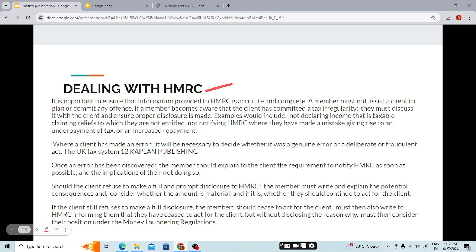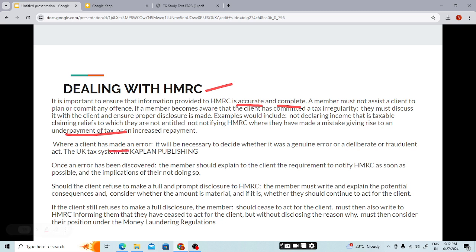So dealing with the HMRC means, whatever the taxable income you have earned and you are submitting your return, the return must be accurate and complete. And as a tax practitioner, as a member of the ACCA, you should not allow your client to do any malpractice by not disclosing the information. So how will you deal with this if your client is doing some malpractice so that the HMRC is losing revenue and there is an underpayment of tax?